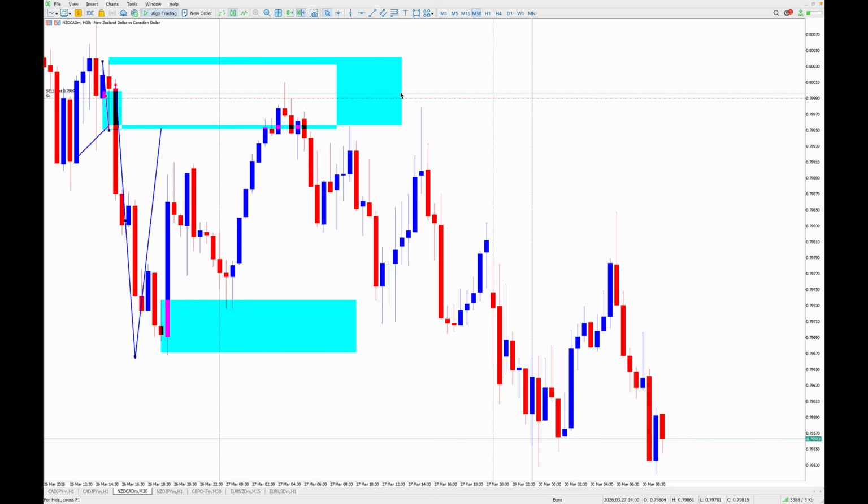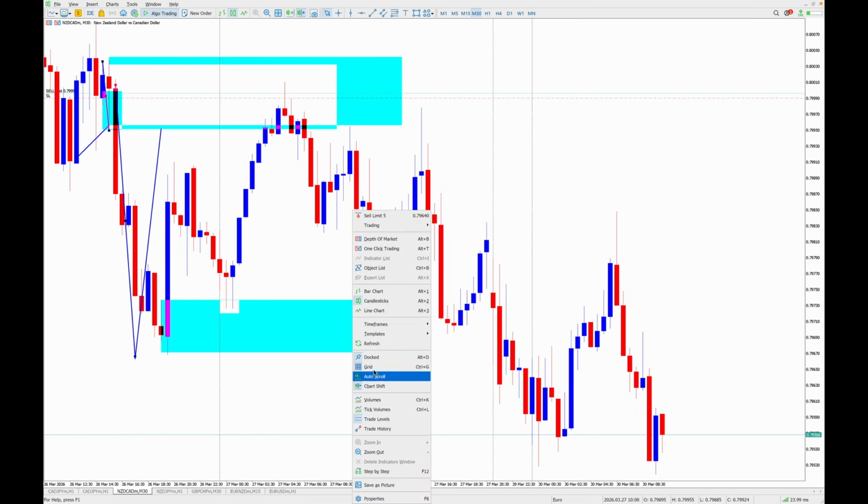Why? Because supply and demand is simply where institutions place their orders. So when they come back to fill their orders, this is where we look to get involved in the market, of course with different confirmations that we're going to look at later on. But the mistake people make is they mark every zone, and that's why they lose, because there are a lot of traps and fake outs in the market.